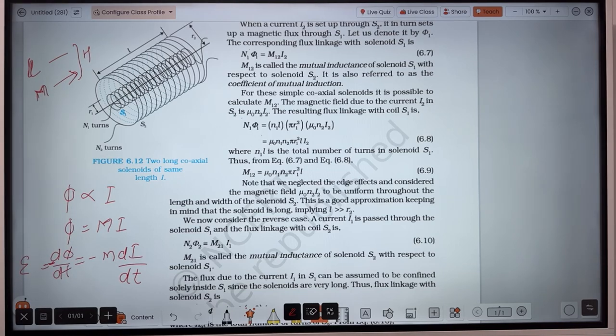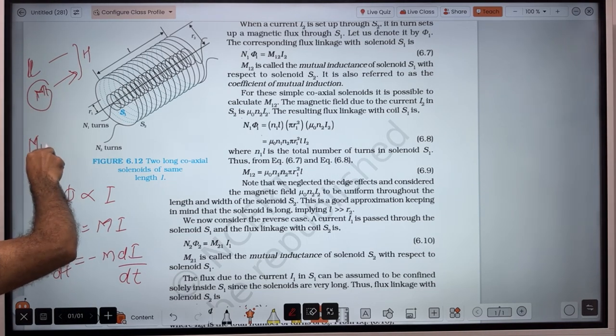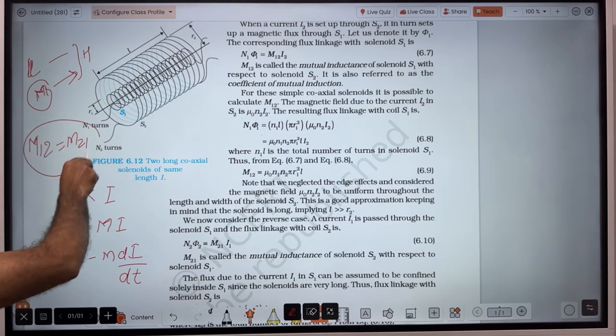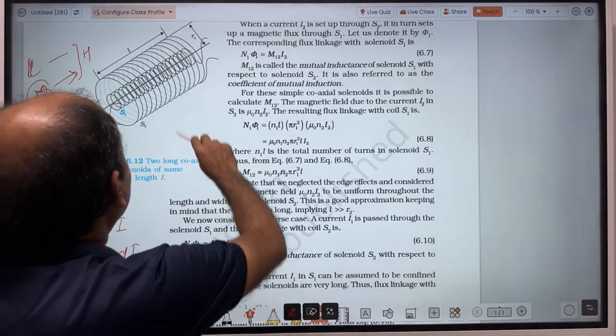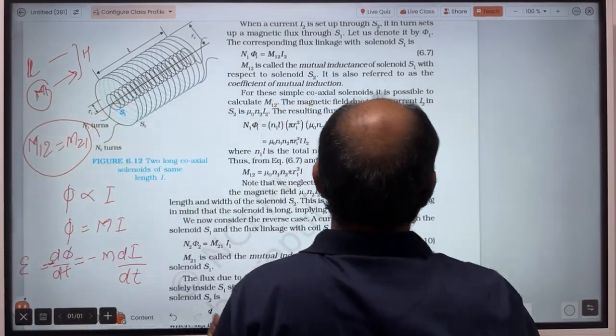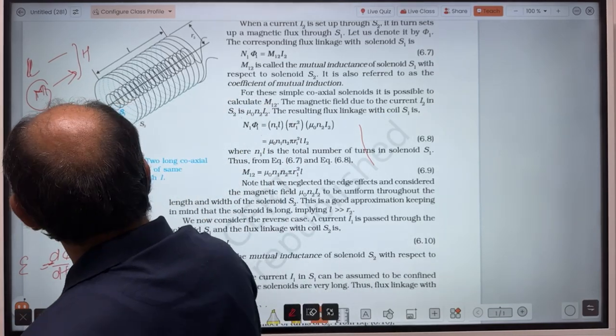Now we are going to derive the expression for M. Here we will denote it as M12 or M21. Both will be the same, and they will depend on the number of turns in both the coils, the current, and the material that they contain inside. So let's see the derivation, but you have to be very careful.